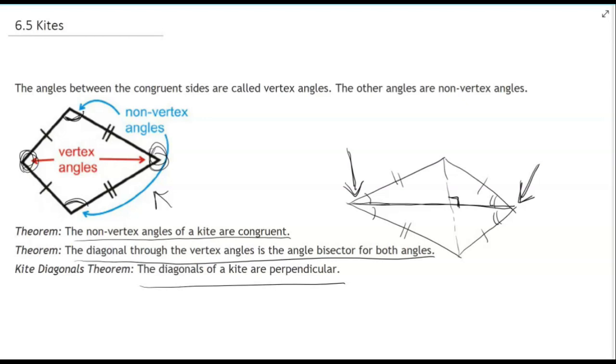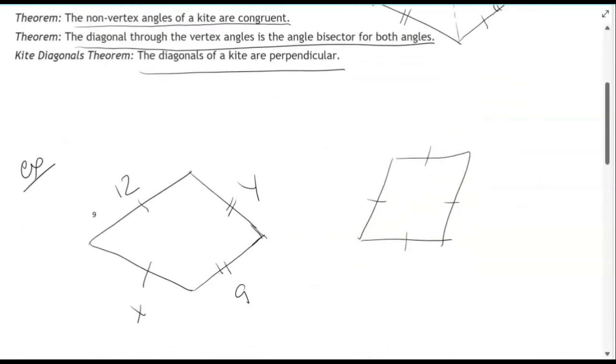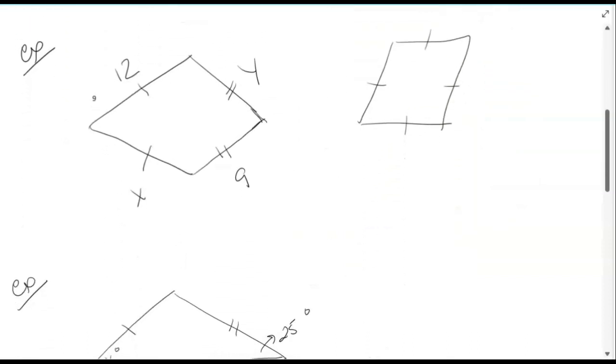All right, so when you get done with that, let's jump into a few examples. Like this whole chapter, I feel like the application is not nearly as challenging as sometimes just writing down the theorems and trying to understand them. So remember, in a kite, we have two sets of congruent sides, so just be really attentive because on some of the shapes, they might throw you a little bit and make a rhombus. Remember, a rhombus is going to have four congruent sides.